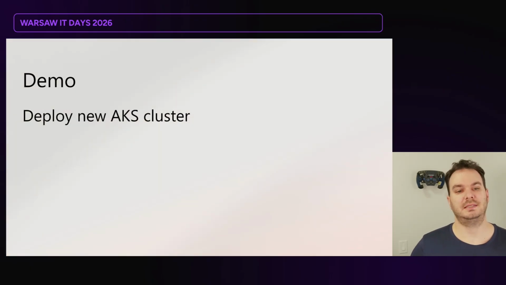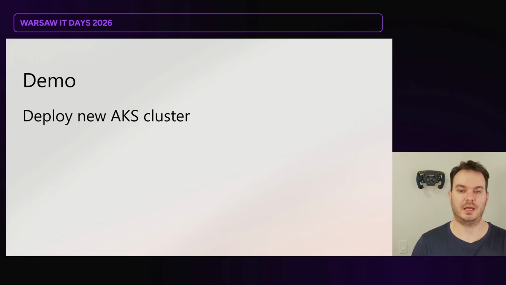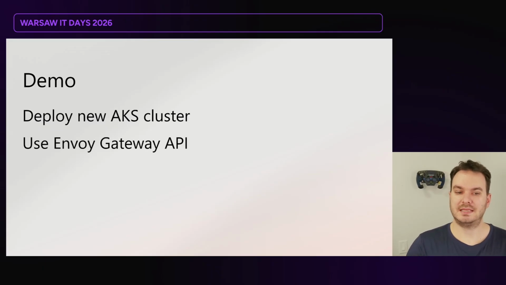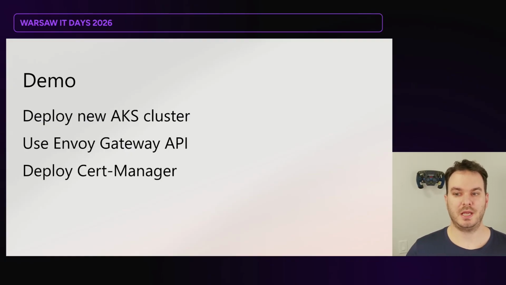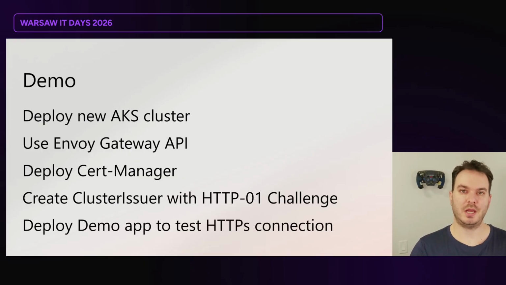So the plan for today is I'm going to deploy a completely new cluster. Something I forgot to mention is if you scan the QR code from the beginning, you will see the slides and all the code for the demo today. So you can just easily follow along and you don't have to type anything. But after we have deployed this cluster, I'm going to deploy the Gateway API using Envoy. Then we are deploying the Cert-Manager, and we are going to create a cluster issuer with the HTTP-01 challenge. So after we have all this infrastructure set up, we're going to deploy a demo app, and then we try to access this demo app over HTTPS.